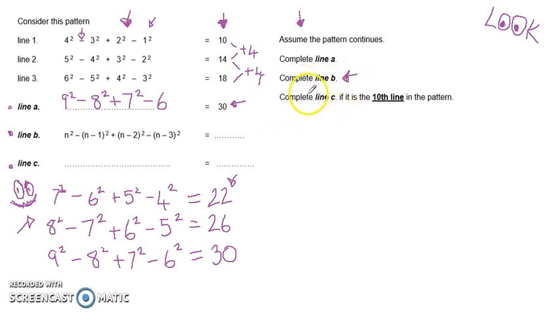Complete line B. Now this question is a lovely one, and there are a number of different ways you can do it. You can do it the difficult way, which is to multiply out all of these brackets and add all the like terms.